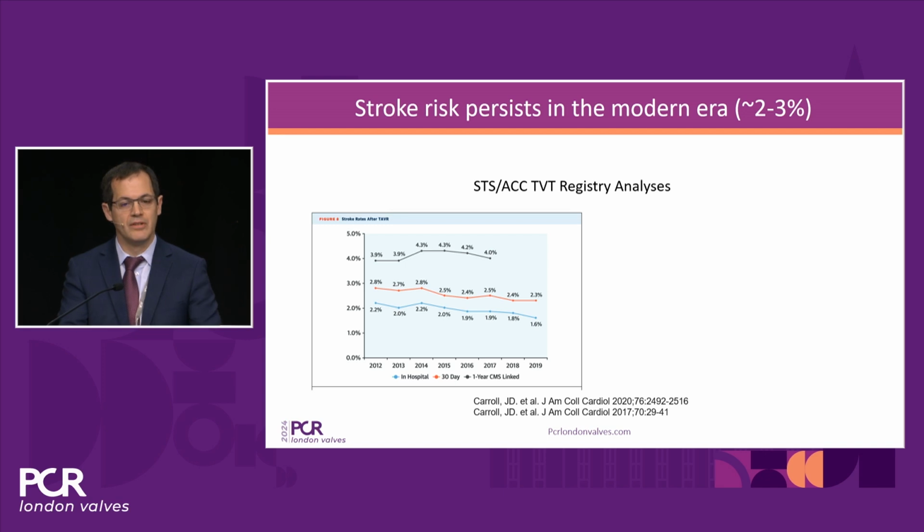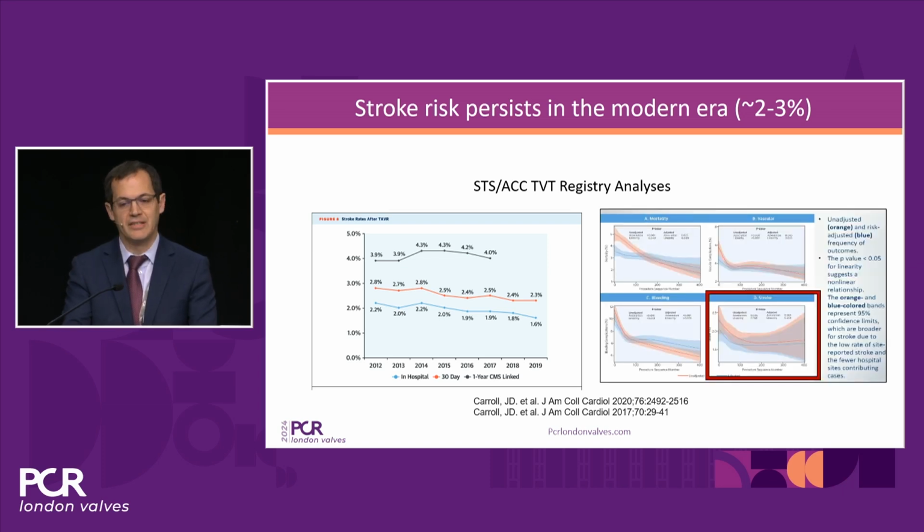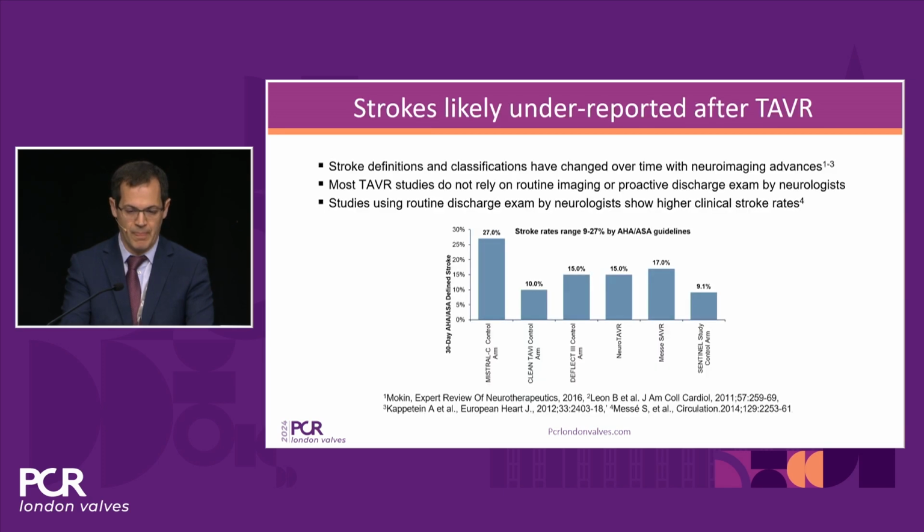And although the numbers have clearly improved over time with iterative improvements in our devices and procedural techniques, this remains a problem even in the modern era. We see stroke rates after contemporary TAVR of around 2 to 3%. And concerningly, as demonstrated in this analysis from the TVT registry, stroke may not be subject to a learning curve and improvement as some other complications of TAVR are. Even experienced centers and experienced operators deal with this issue.